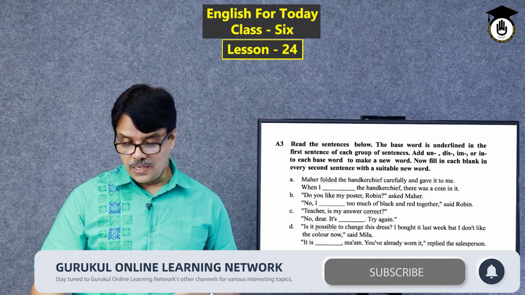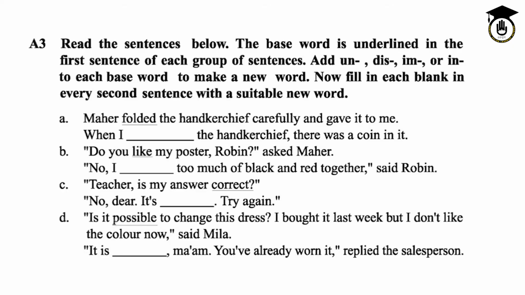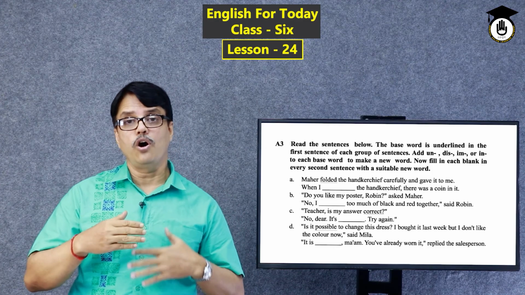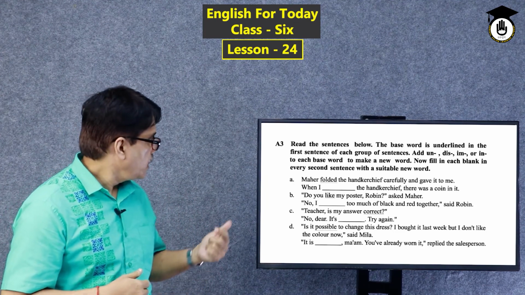Okay, my students, now we will do another activity. You see, read the sentences below. The base word is underlined in the first sentence of each group of sentences. Add un, dis, im or in to each base word to make a new word. Now, fill in each blank in every second sentence with a suitable new word. We have already gained the idea how we can make the new word from the base word.